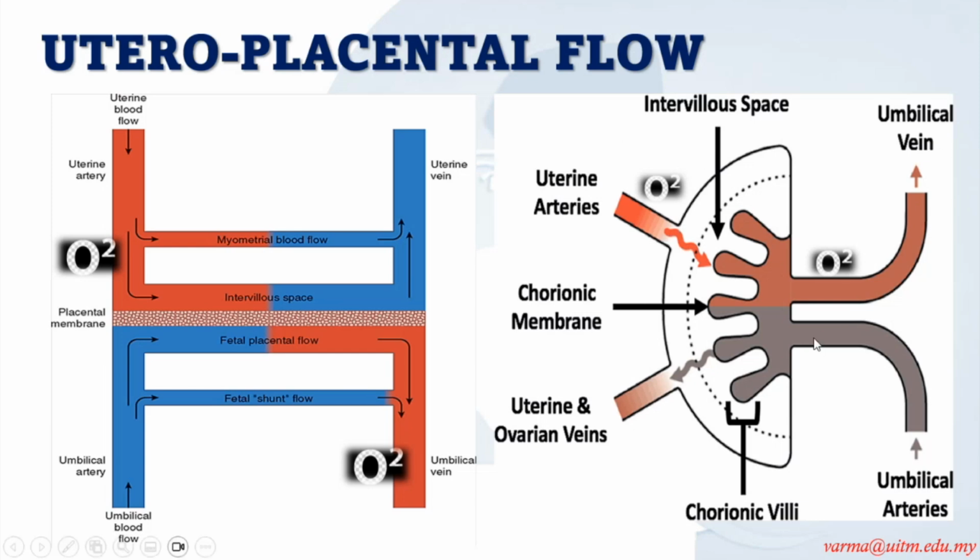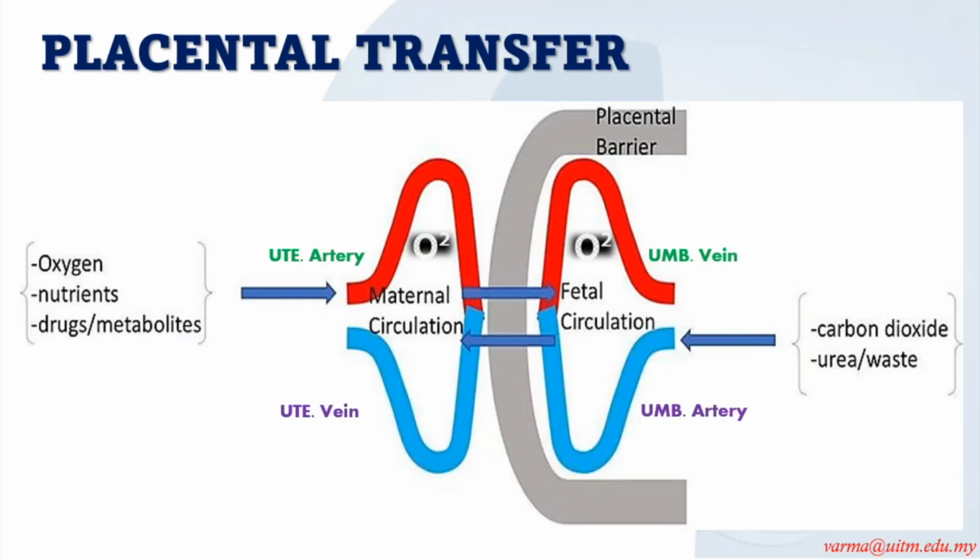Again, look at this picture. The uterine artery brings in oxygenated blood and it goes into the umbilical vein. The umbilical arteries carry the deoxygenated blood and it goes into the uterine and ovarian vein. So please remember and understand this. Do not get confused. Next, we go to placental transfer.